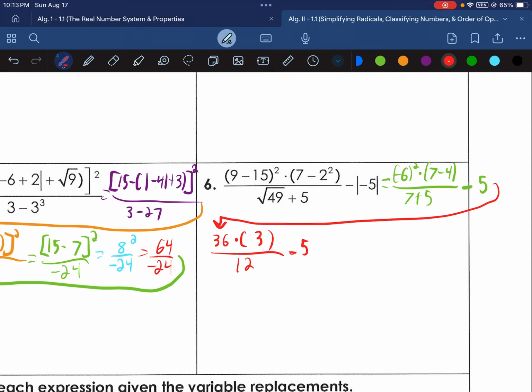And once we finish this fraction, we'll be able to subtract 5. So 36 times 3 is what comes next, and 36 times 3 would be 108 over 12 minus 5. And 12 actually goes into 108 an even number of times, 9 times. So we end up with 9 minus 5, and 9 minus 5 is just the number 4.